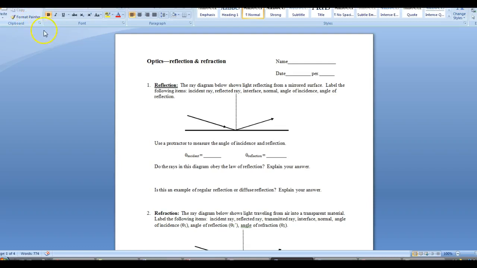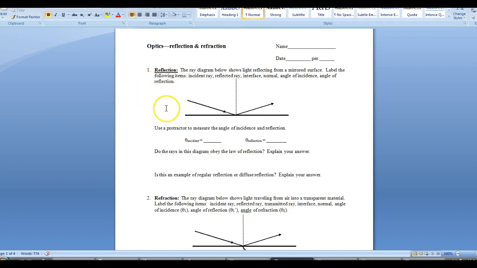Okay, so this is going to be another video just talking about some basics of optics, not just Snell's law problems, but looking at some general conceptual stuff, and also the concept of total internal reflection. Looking at this worksheet, it says the ray diagram below shows light reflecting from a mirrored surface. Label the following items: incident ray, reflected ray, interface, normal, angle of incidence, and angle of reflection.